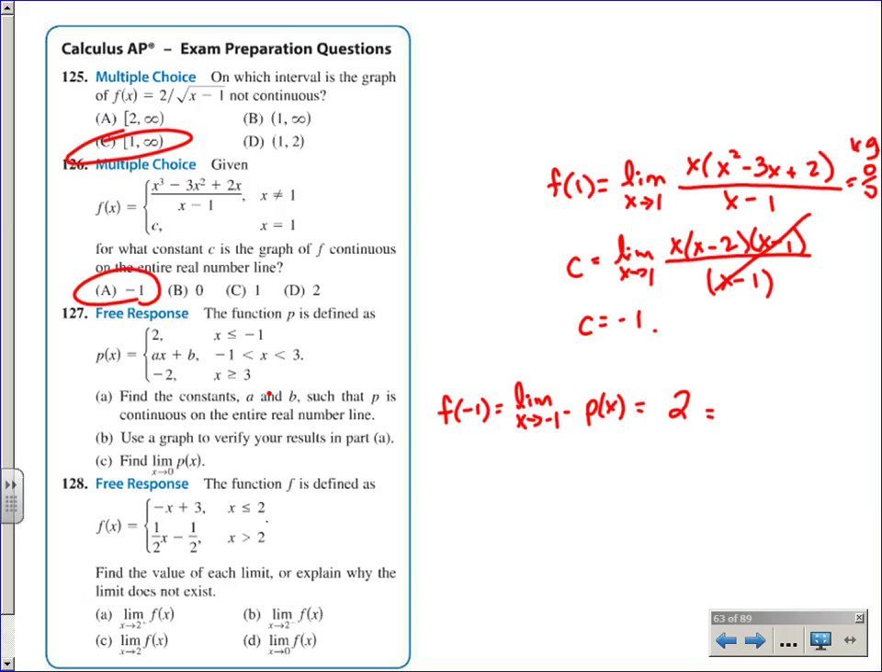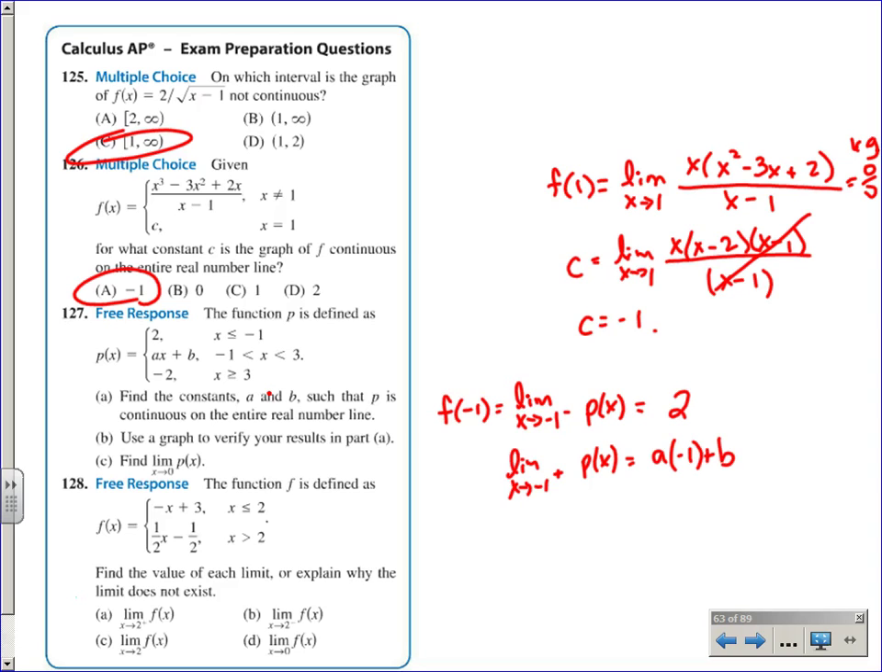I need the below to equal the above to be continuous. I need the one-sided limits to agree. So I need to not only come from below, but also from above. And so from above, I can go limit as x goes to -1 of p of x, which would be a times -1 plus b. How'd I do that? Plug it in, yeah, because the above is greater than, I plugged in -1.